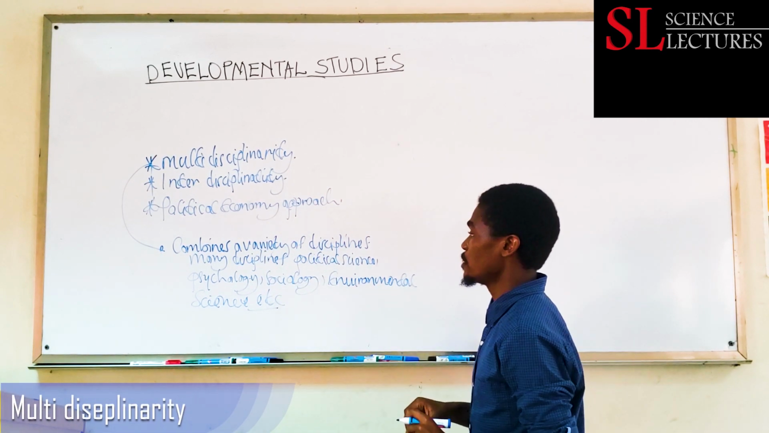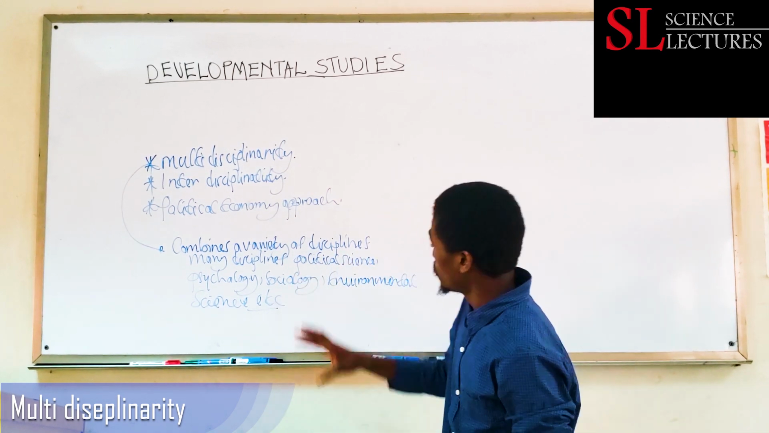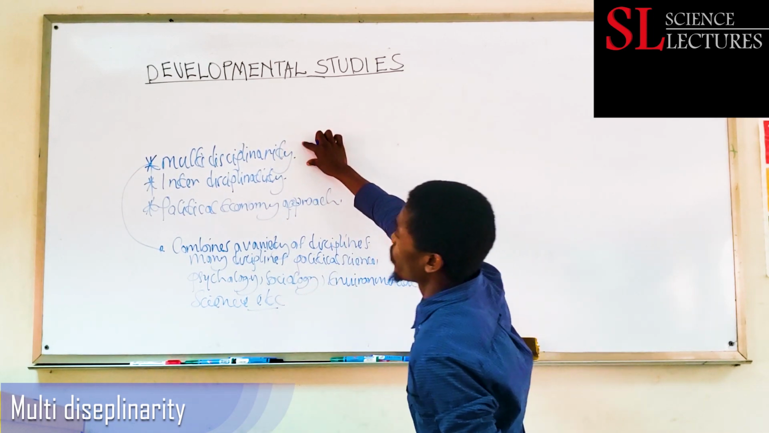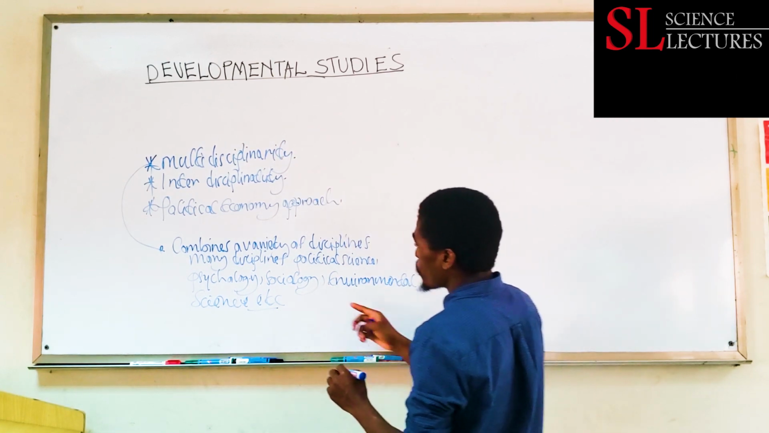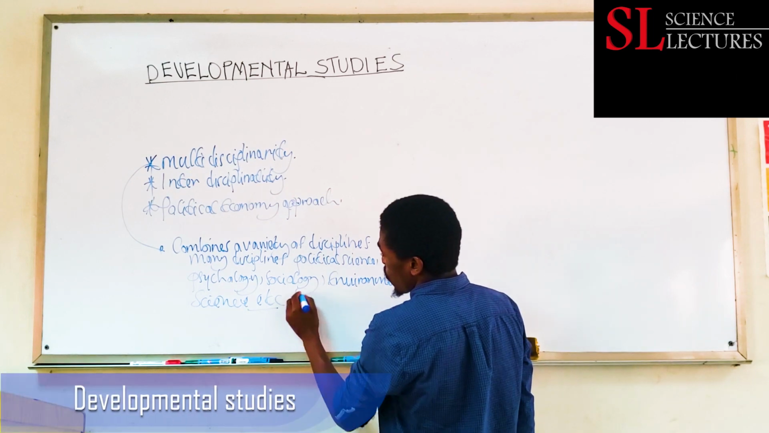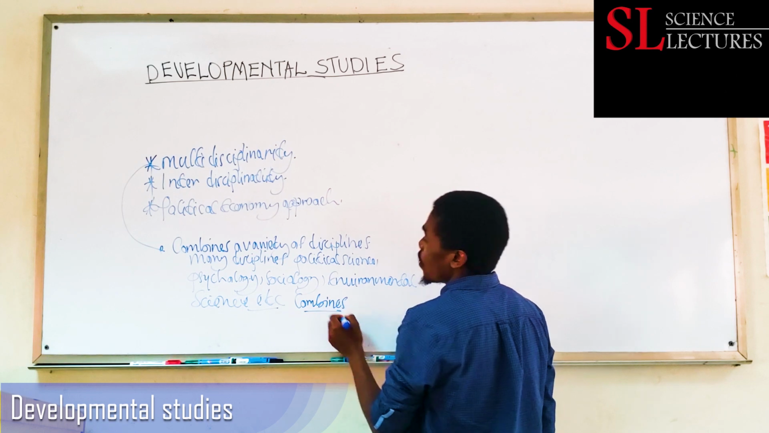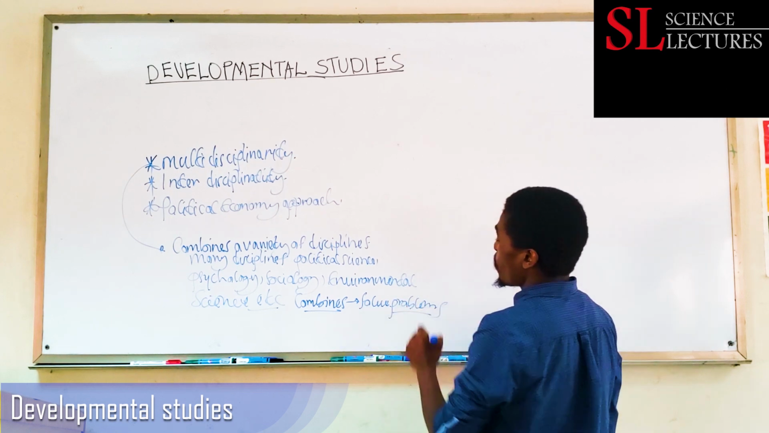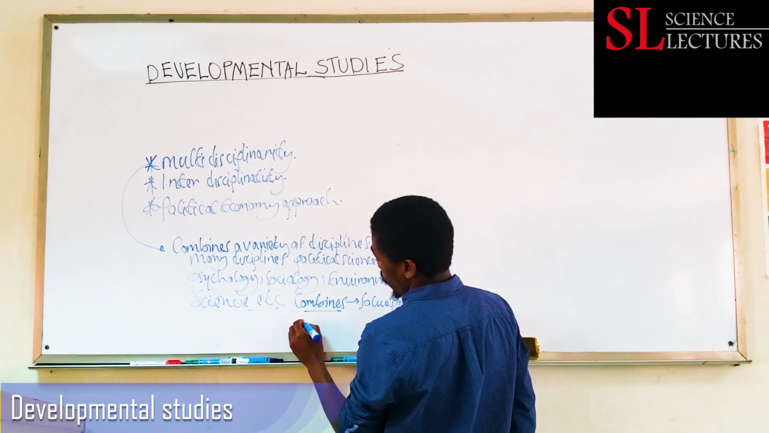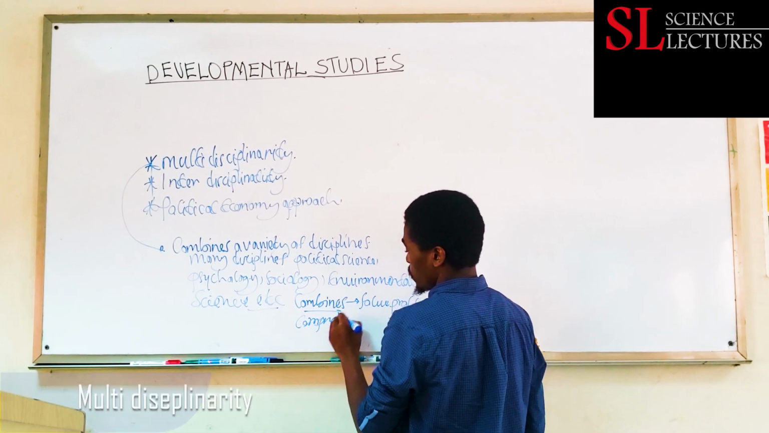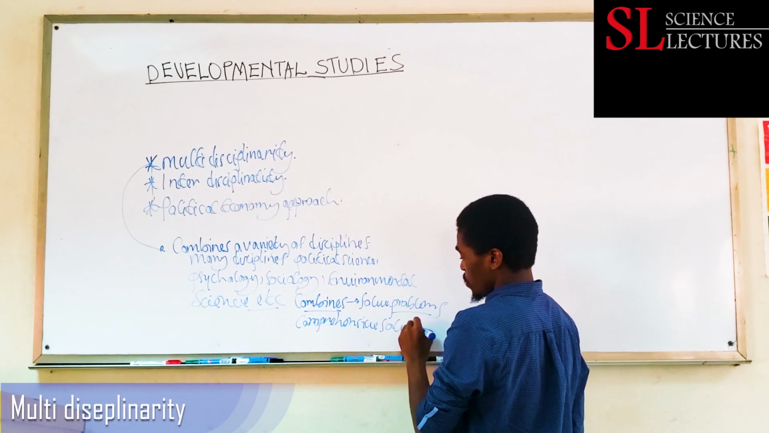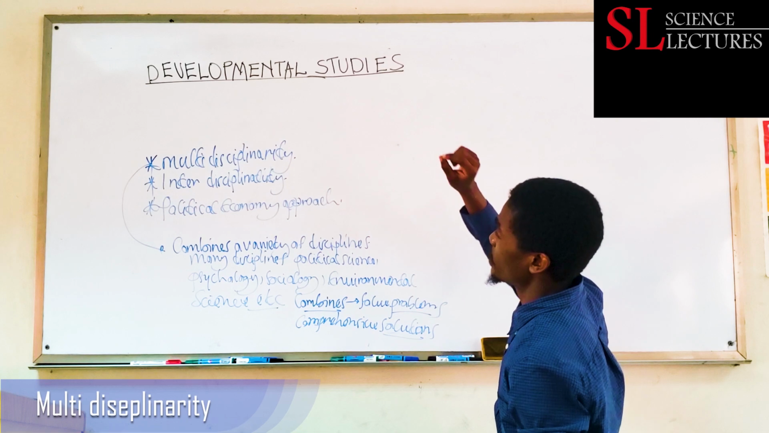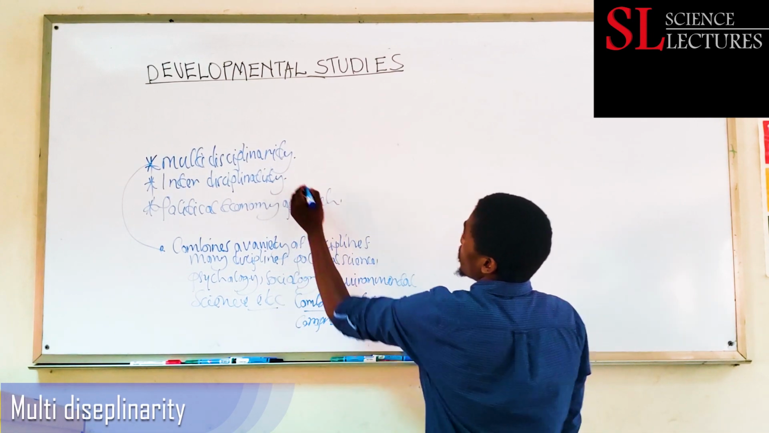It combines a variety of disciplines, and such disciplines can include political science, psychology, sociology, environmental sciences, and all other disciplines. So that is what we refer to as multidisciplinarity. What developmental studies does in multidisciplinarity is combine all these fields in order to solve problems. When it combines these disciplines, it provides comprehensive solutions to the available problems within a locality.